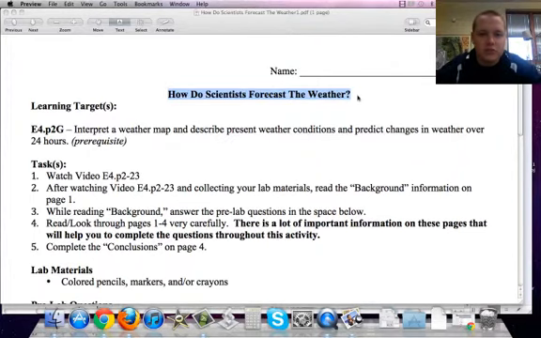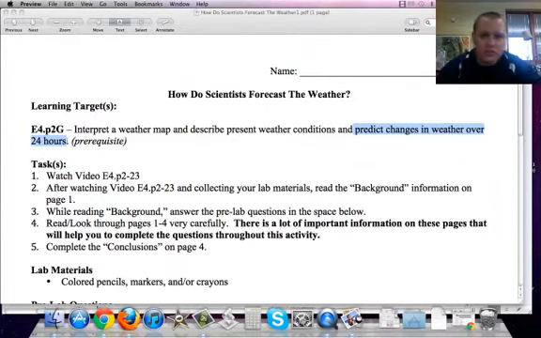Okay, the procedure steps with this are going to basically cover the learning target as you see here. Interpreting weather maps, and by interpreting them, being able to describe the actual present weather conditions that are taking place, and then also predicting changes in the weather over the course of a 24-hour period.